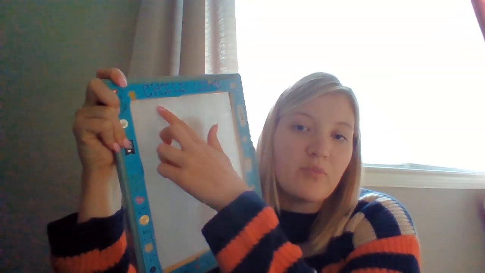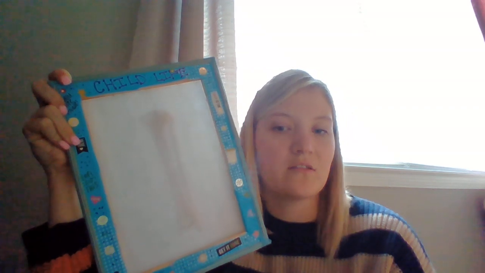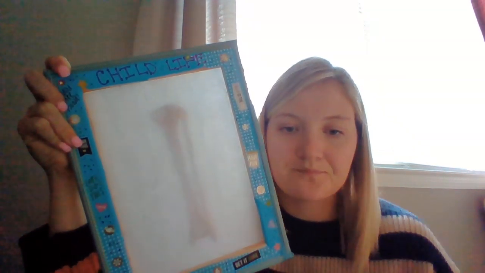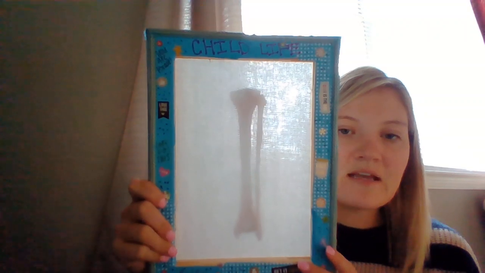So as you can see, I put child life at the top of mine, stickers, just encouraging stickers. You can do it. You got this, hearts, polka dots, different things like that. And then I get a really sheer piece of fabric and I place one down on top and then the bone and then a second one behind that. So as you can see in the light, you can clearly see the bone.